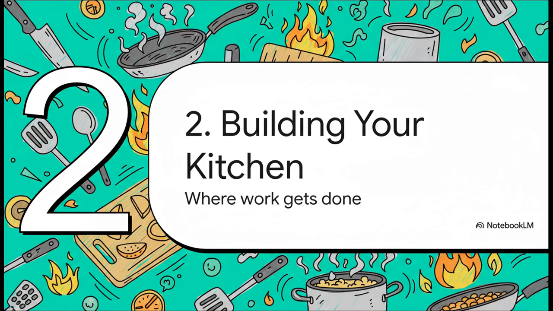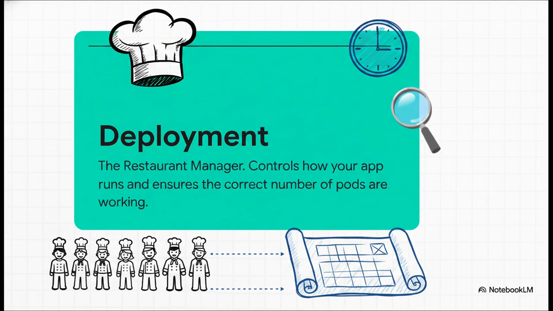All right, we've got our space. Now for the heart of the operation, the kitchen. This is where all the magic happens. So meet your restaurant manager. In Kubernetes, this is called a deployment. And the manager has one single-minded job: to look at the master work schedule and make sure the kitchen is staffed exactly right. Not one chef more, not one chef less.